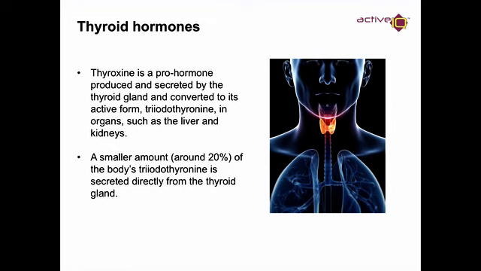So, just to recap on that one, all right? Thyroxine is the prohormone, and it's produced and secreted by the thyroid gland and converted into its active form, triiodothyronine, in organs such as the liver and kidneys. And a small amount is secreted directly from the thyroid gland. The rest is secreted as thyroxine, and it's converted in the liver and kidneys into its active form, where it can be used by the body.